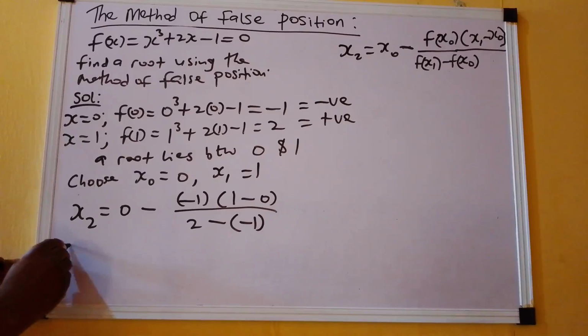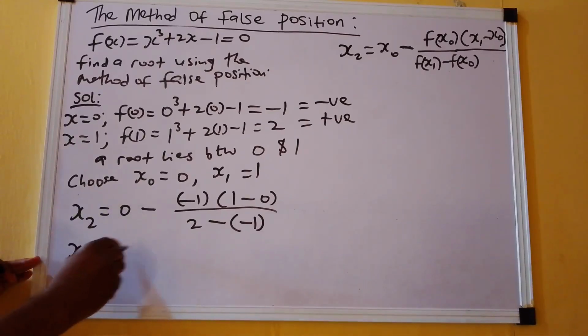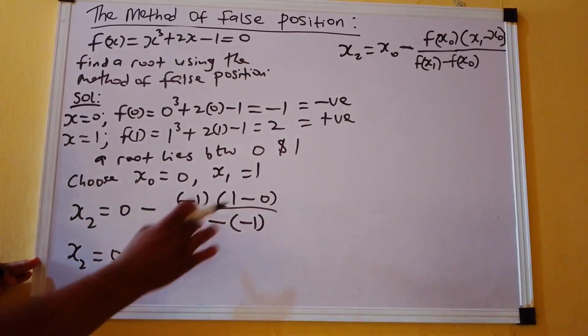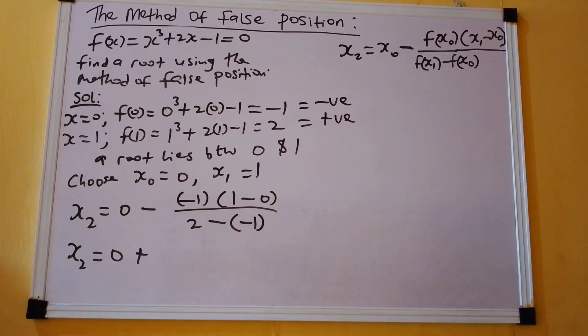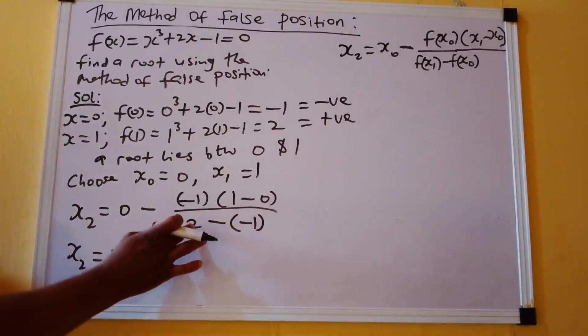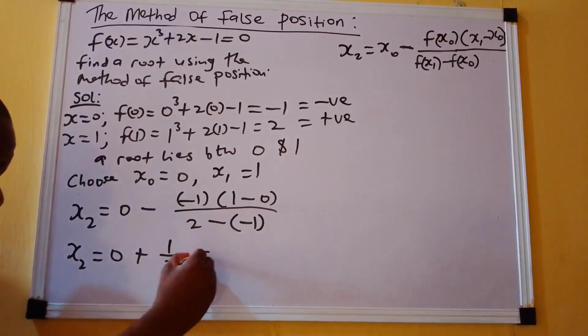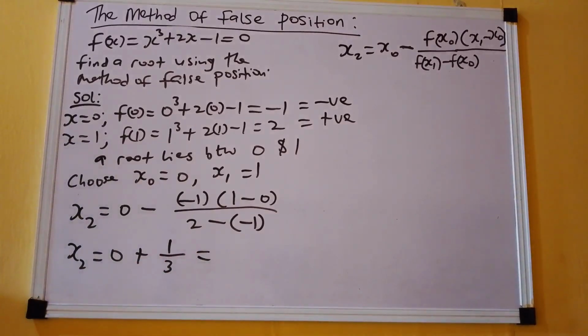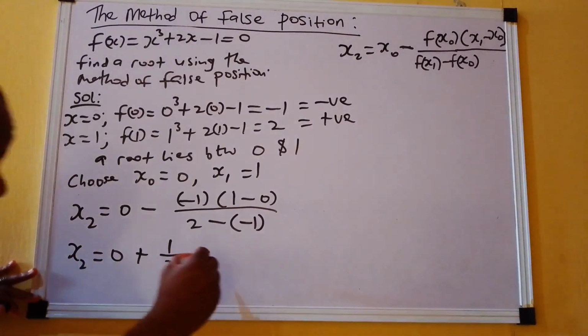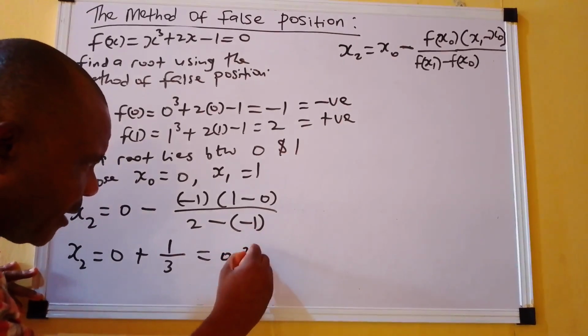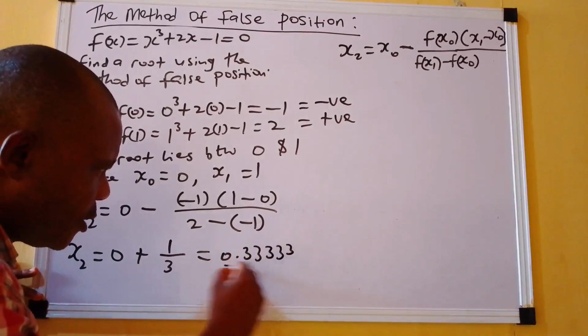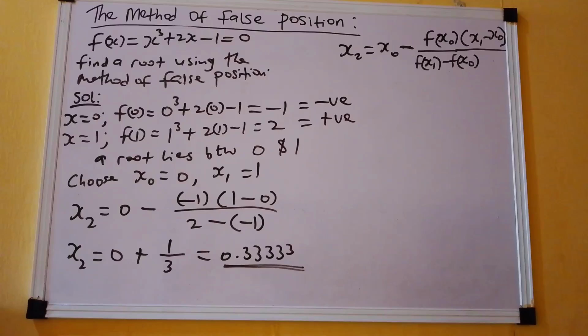So x2 will now be equal to 0, minus times minus is plus, plus 1 minus 0 is 1, 1 times 1 is 1, all over 2 minus minus 1, minus times minus is plus, it will now be 2 plus 1, that is 3. So 0 plus 1 over 3 will give us 0.33333. We are working with 5 decimal places. So our x2 is that value that we have there.